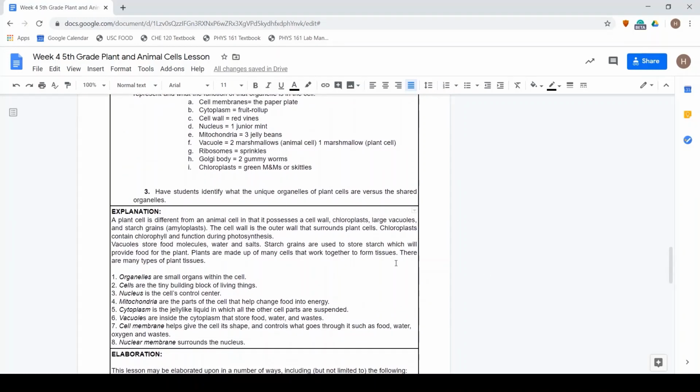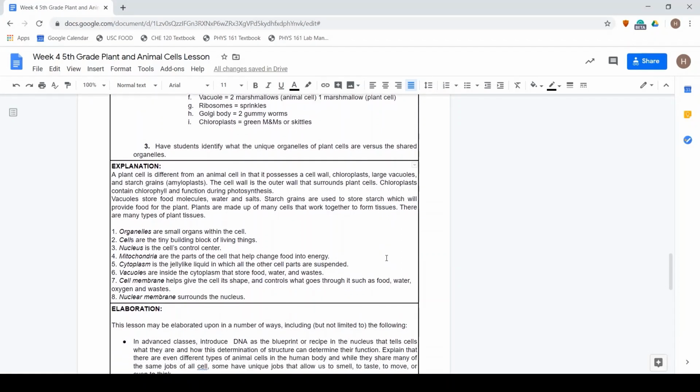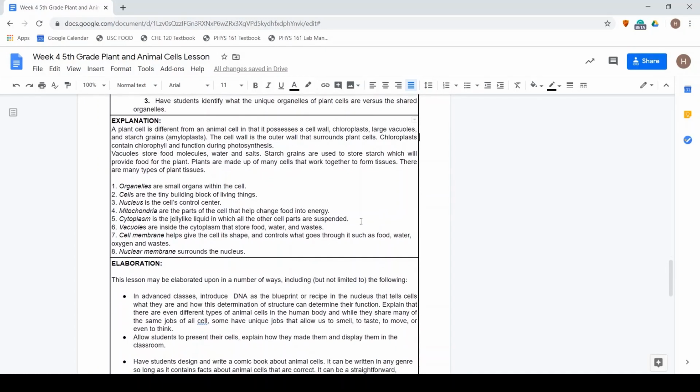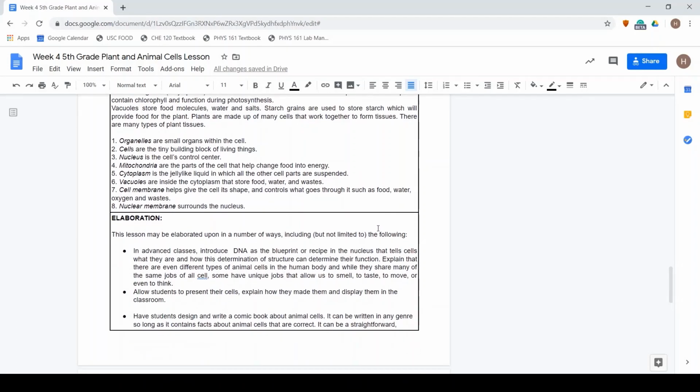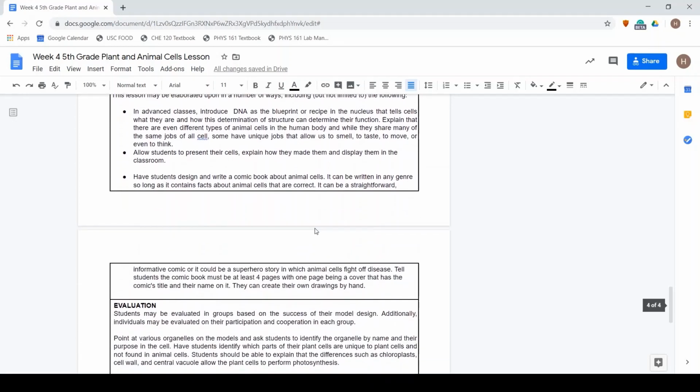By doing this exploration, by making those cells in front of them, they should be able to understand that the big differences between plant and animal cells are the chloroplasts and the cell walls. The chloroplasts are going to be important later as we do further lessons in this semester, but those are the key differences that allow them to answer the question. And I think that's it, wrapping up this lesson.